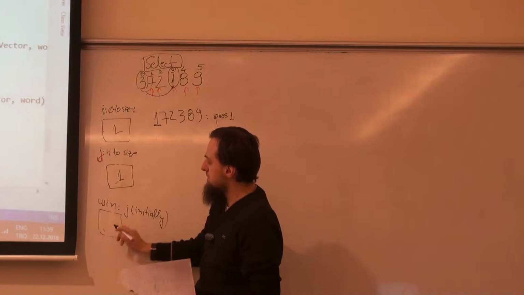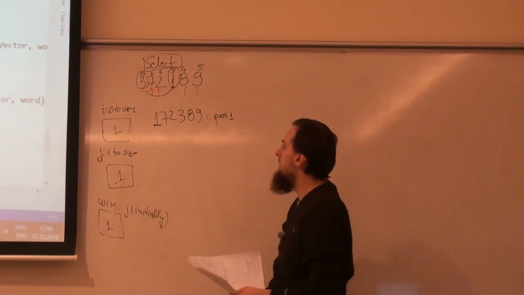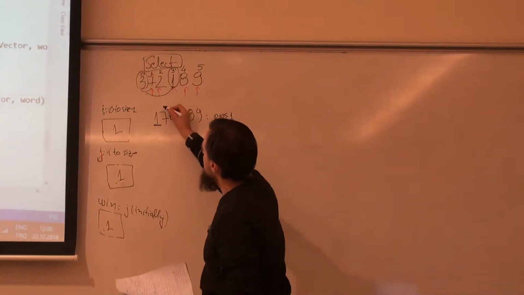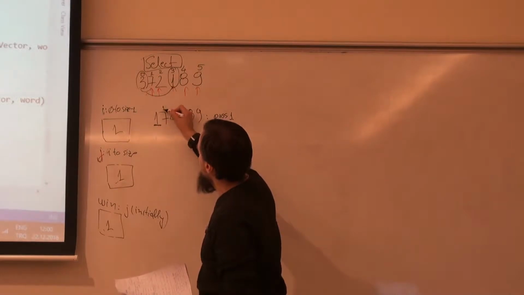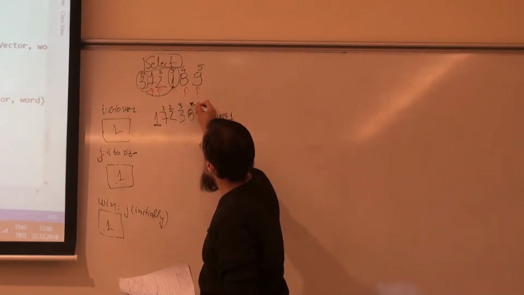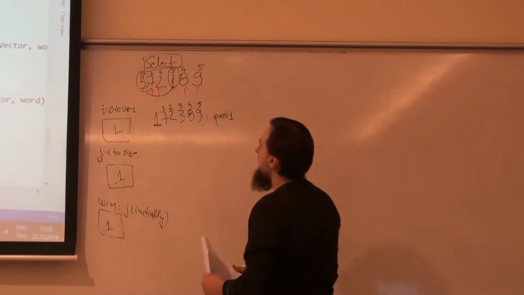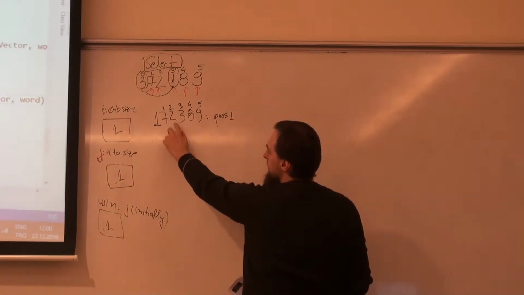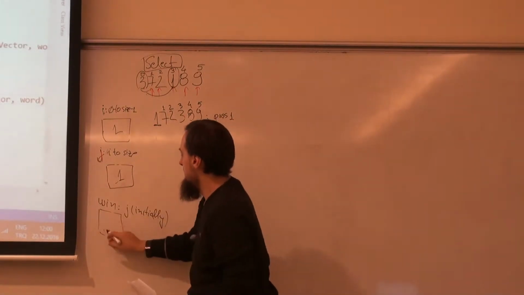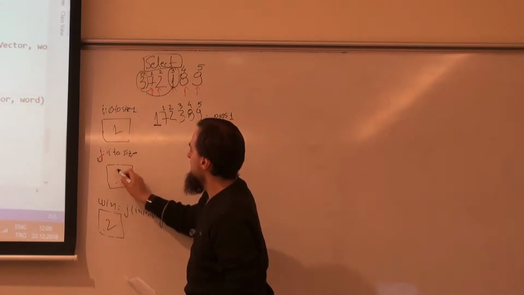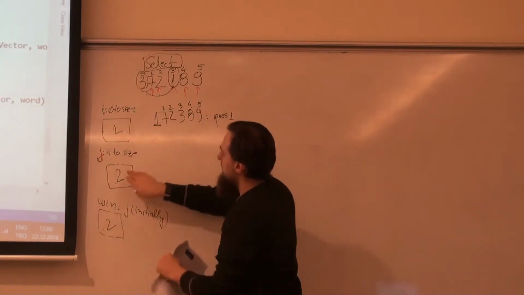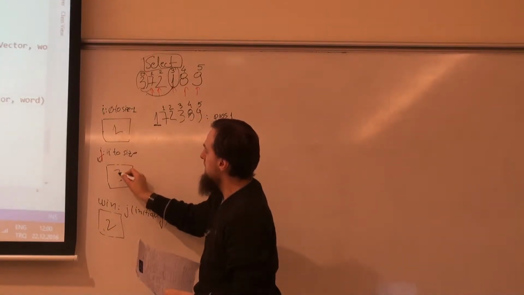The minimum index, initially I assume to be 1. So this is index 1, index 2, index 3, index 4, index 5. And I compare 7 and 2. Which one is smaller? Well, 2 is smaller. That's why the minimum is 2. And size is 2. Now I increase size to be 3, j to be 3.